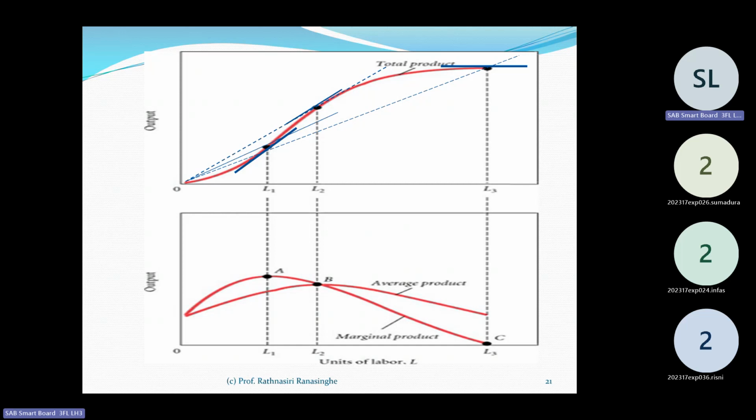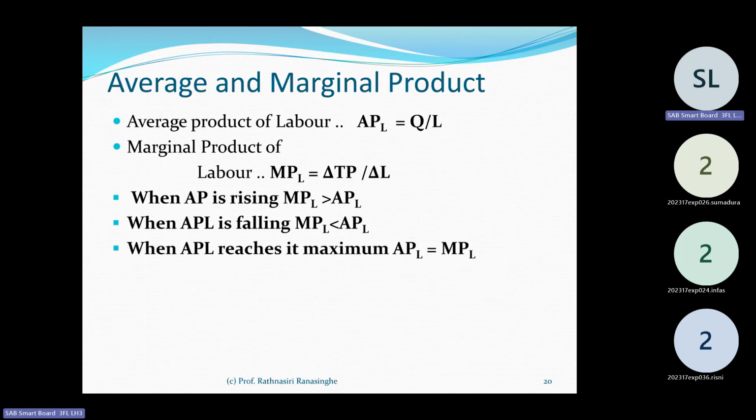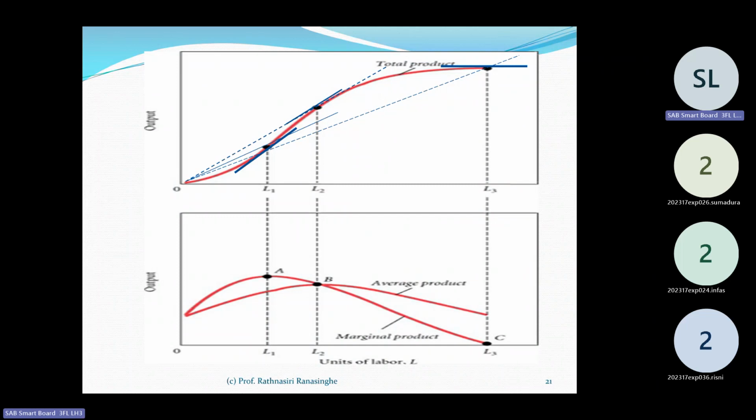In other words, if you differentiate the total product curve, you can obtain the marginal product curve. In this region, dQ/dL is positive, up to this point. At this point, dQ/dL is zero, where you differentiate the total product curve. Thereafter, dQ/dL becomes negative, less than zero.